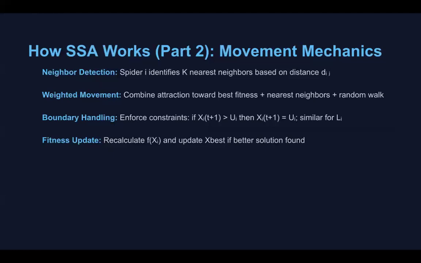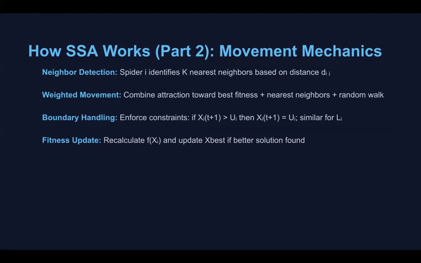Boundary handling: if updated positions go outside the limit, they are corrected to stay within feasible boundaries. And the fitness update tells us that after moving, each spider calculates a new fitness value and updates the global best solution, for a better and easier calculation of the matrix. Moving to the next one.